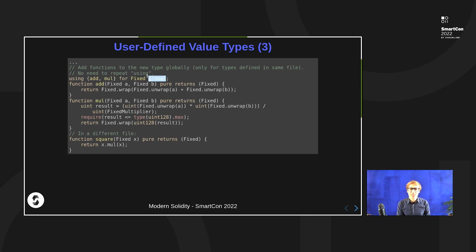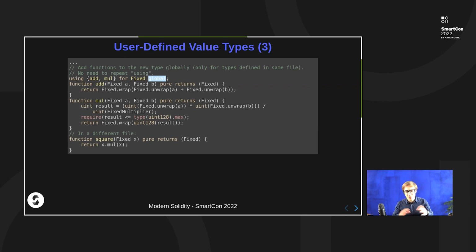This adds these functions to the type globally in the whole project. And you do not need to repeat the using statement when you use global. The main restriction for global is that you can only use it for types you defined yourself, and you can only use it in the same file where you define the type.